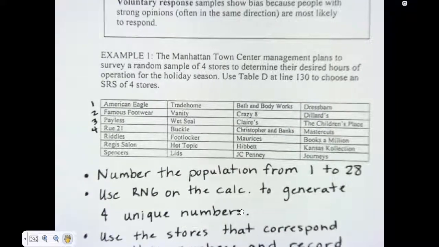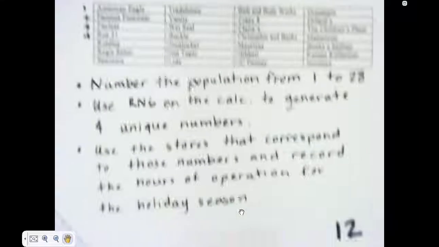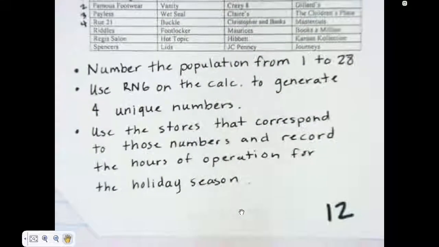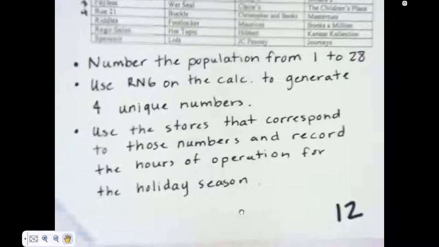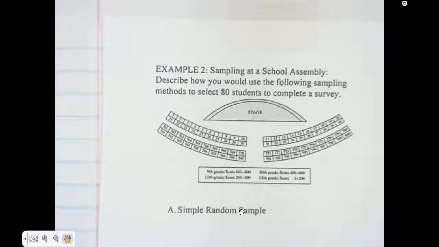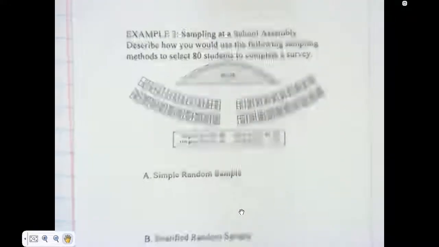Now, moving on, we're going to take a look at the next example. I guess I should move this up. Let me leave that there so you can look at that for a second. So again, we're going to number the population from 1 to 28, then use the random number generator in the calculator to generate 4 unique numbers, and then use the stores that correspond to those numbers and record the hours of operation for the holiday season. Okay, I'll leave that there for a second, and then you can pause the video if you need to record it. Okay, moving on to our next example.